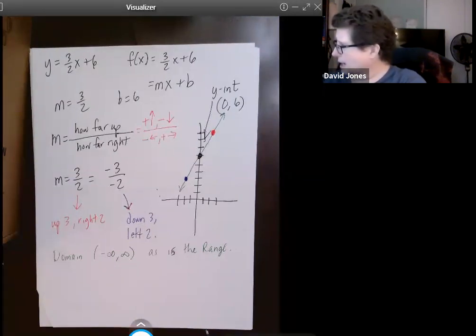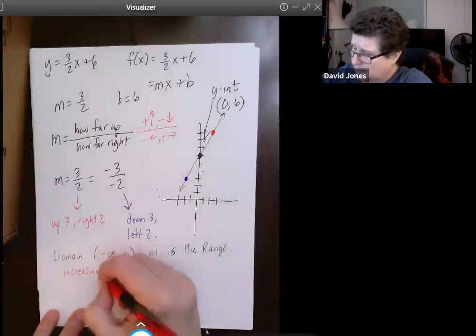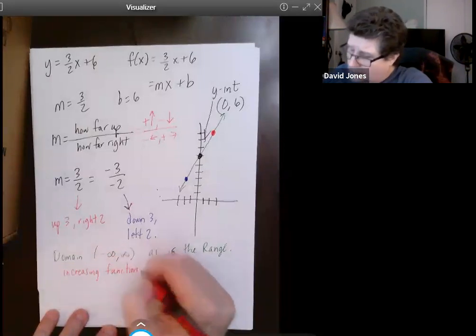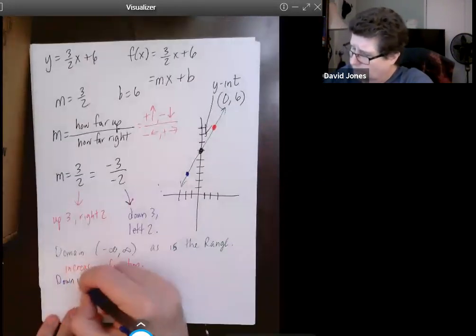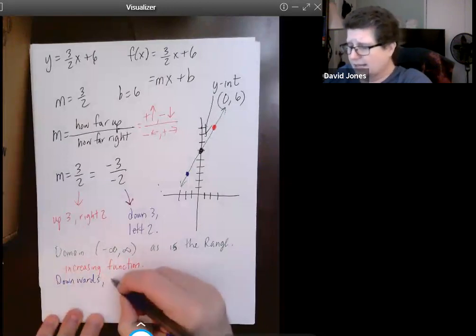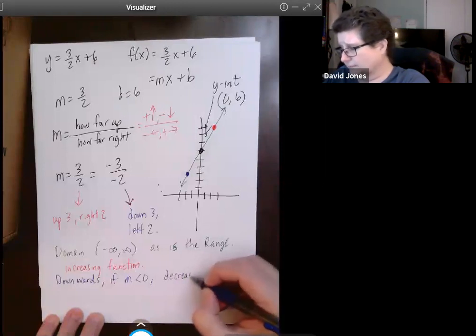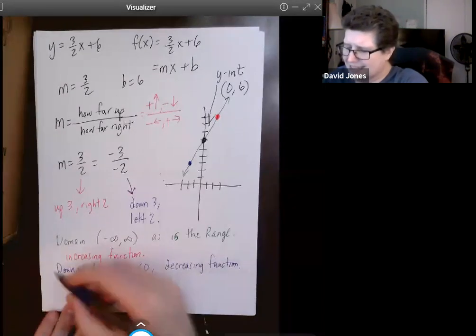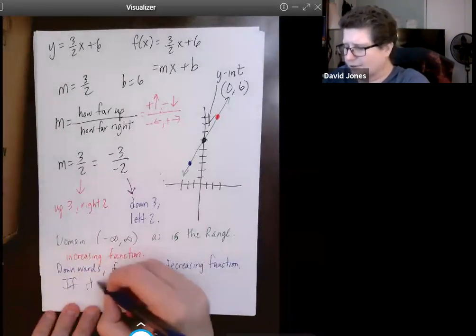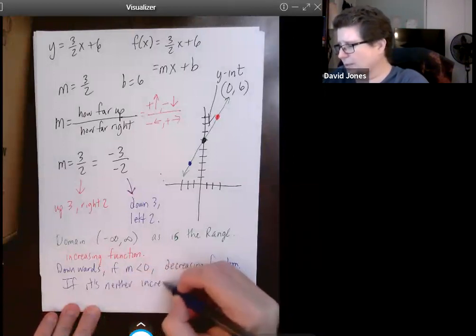Okay. We did mention increasing. This is an increasing function. Downwards would be decreasing. If m is negative, or less than 0, it would be a decreasing function. And if it's neither increasing nor decreasing, which means it does a little bit of both.